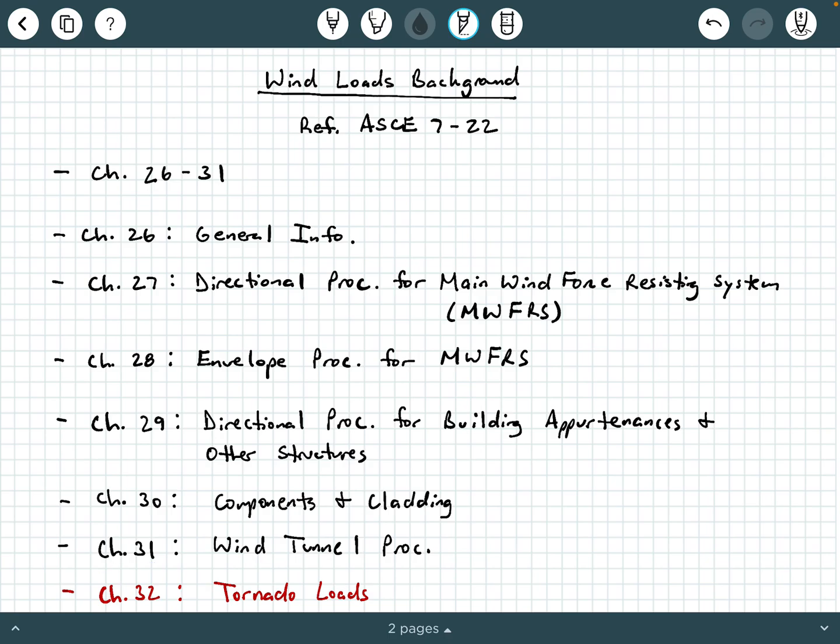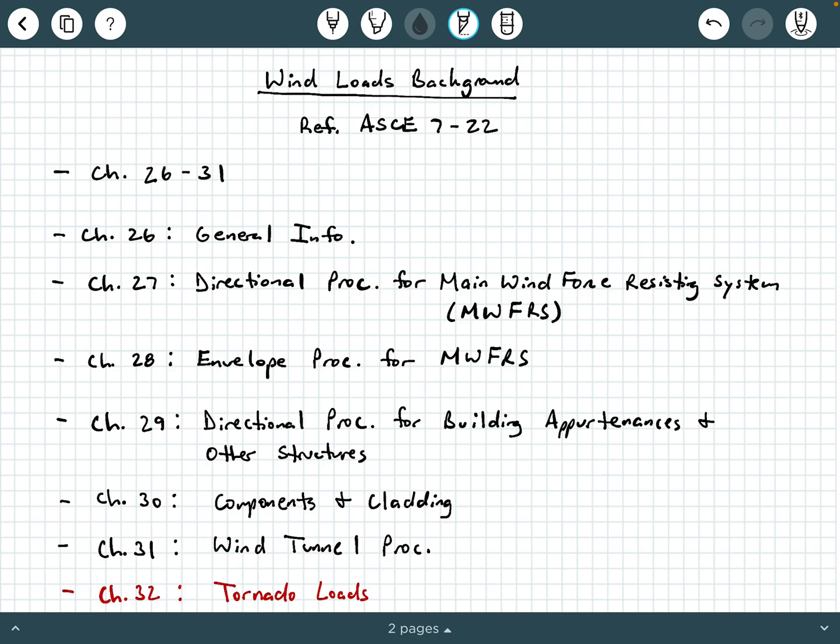Chapter 31 is more of a research type of procedure. This is called the wind tunnel procedure. So the wind tunnel procedure is typically used whenever you have a specialty project and you need to have either a model or a prototype that's inserted into an actual wind tunnel in a laboratory setting. Okay, so this is used more for very, very specialized structures and projects.